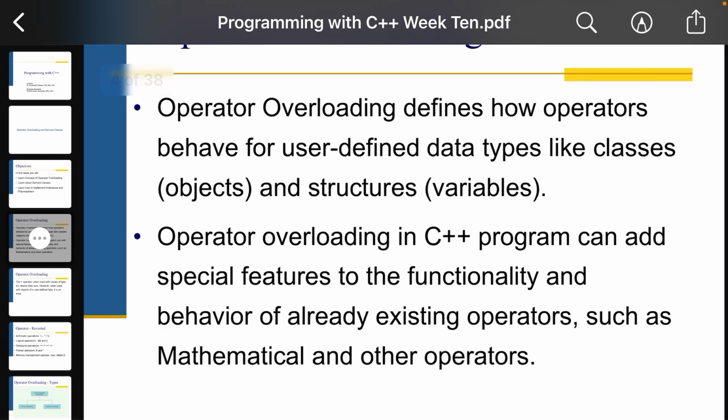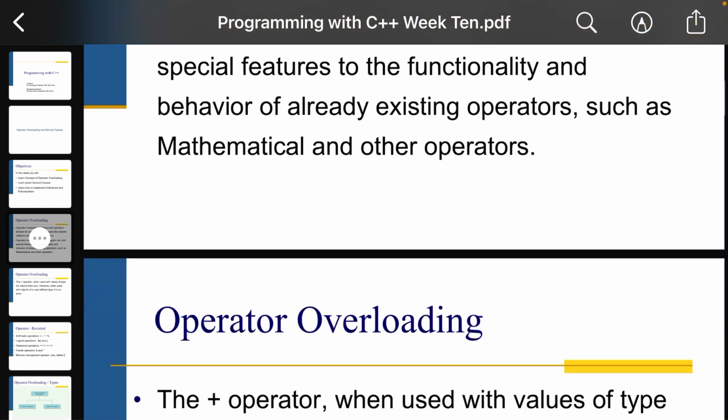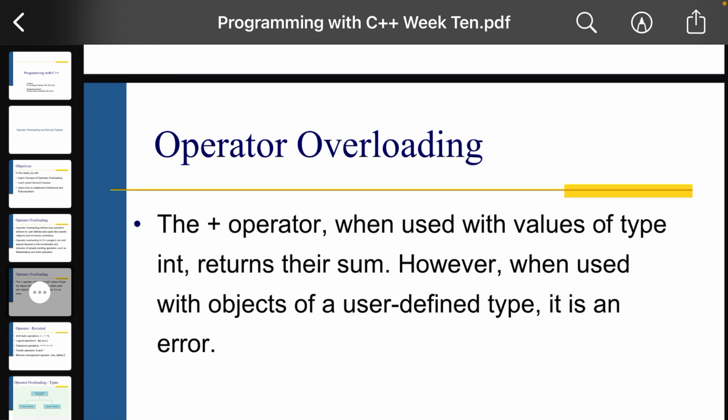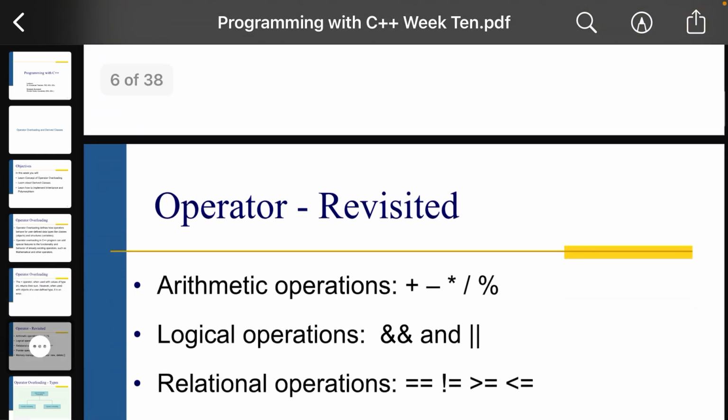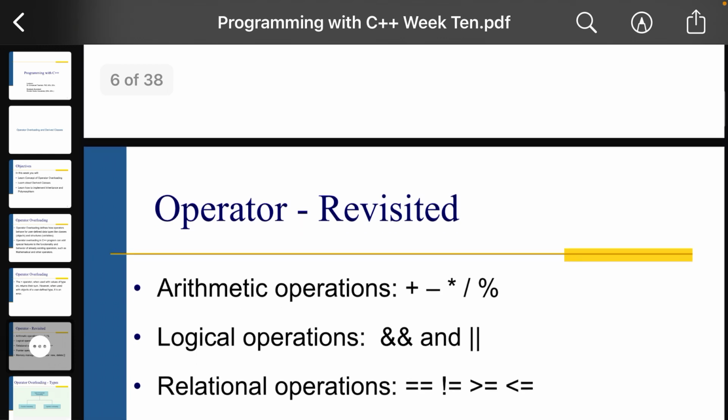Operator overloading in C++ can add special features to the functionality and behavior of already existing operators, such as multiplication and other operators. And operator overloading, the plus operator, when used with values of type int, returns their sum. However, when used with objects of the user-defined type, it is an error. So, revisited.